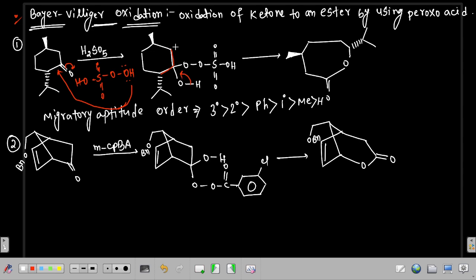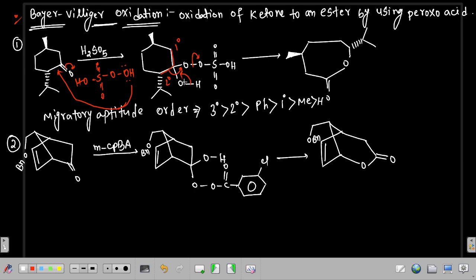Here you see this carbon is 1 degree and this carbon is 2 degrees. So 2 degree will have much more migratory aptitude than 1 degree. So the 2 degree carbon will shift to this oxygen. This bond will shift to the oxygen and this bond will break. So it leads to the formation of a 7-membered ring.